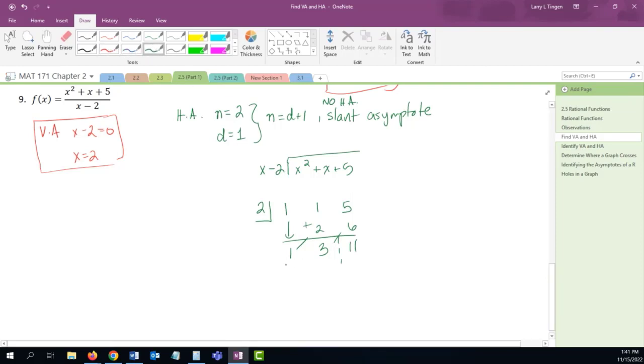Whatever's left over here is my slant asymptote. What is that? Well, I started out with x squared, x, and the constant. After I perform synthetic division, this drops by a power. So this is x, and this is the constant. So there is my slant asymptote.